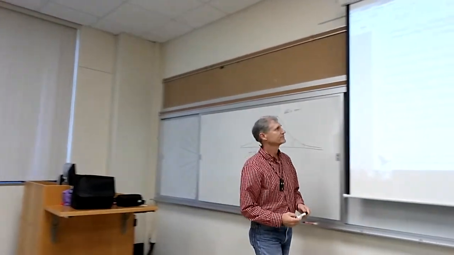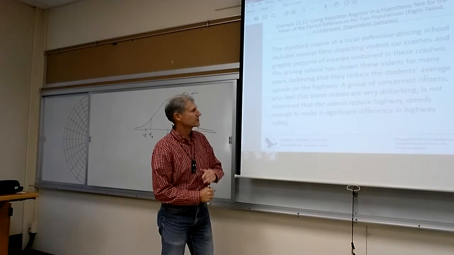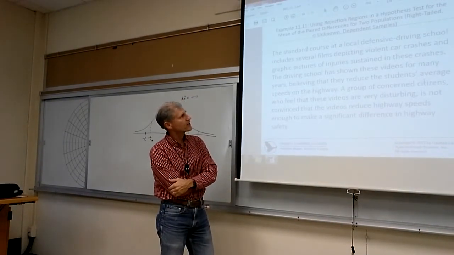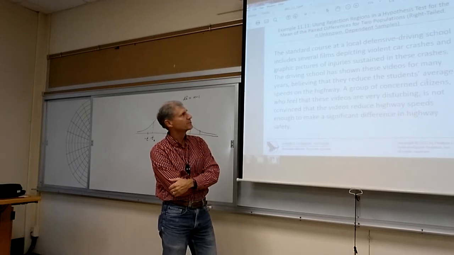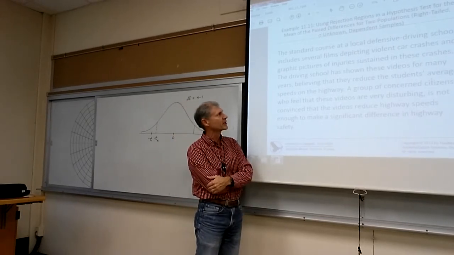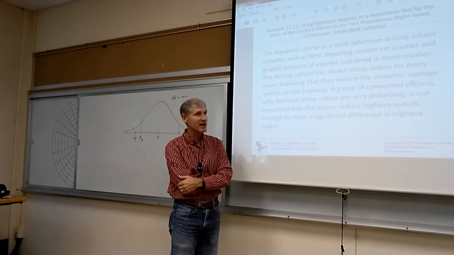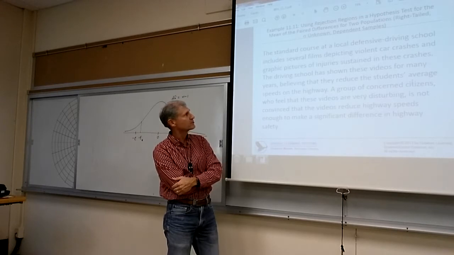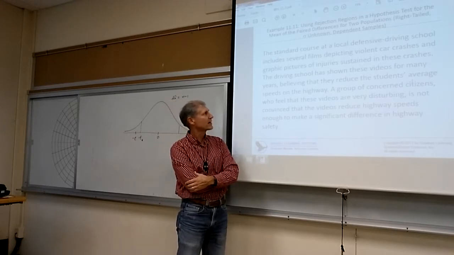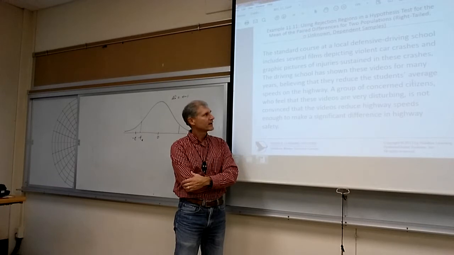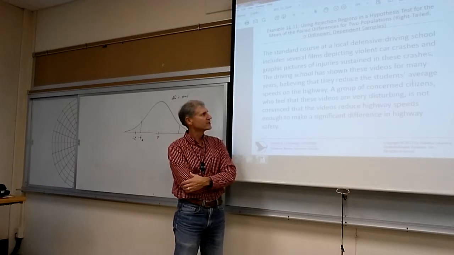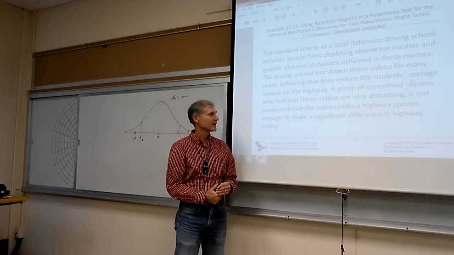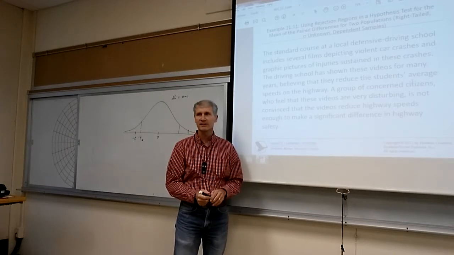Okay, so here's an example. We're going to figure out rejection region and all that stuff for this problem. The standard course at a local defensive driving school includes several films depicting violent car crashes and graphic pictures of injuries sustained in these crashes. The driving school has shown these videos for many years, believing that they reduce the students' average speeds on the highway. A group of concerned citizens who feel that these videos are very disturbing is not convinced the videos reduce highway speeds enough to make a significant difference in highway safety.